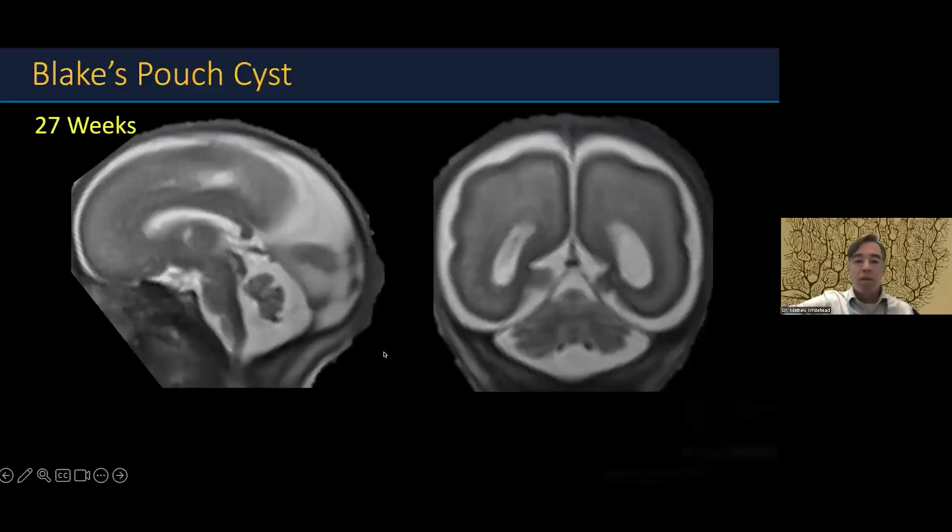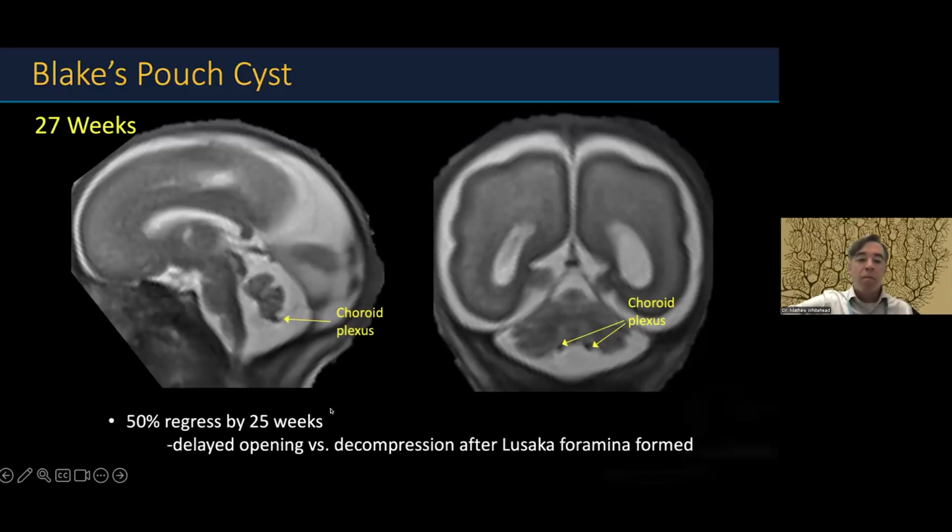So on to Blake's pouch cyst. Here is a nice example of a Blake's pouch cyst where you can see in this patient an elevated tegmentovermian angle and this tissue at the lower margin of the vermis, which is actually choroid plexus near its normal location, but can sometimes be displaced slightly posteriorly and slightly laterally, but not down and out like you see in a Dandy-Walker malformation. 50% of these will regress by 25 weeks. This is why we change the cut point for the tegmentovermian angle. If the patient is less than 24 weeks, we make that 12 degrees. If they're over 24 weeks, 8 degrees.